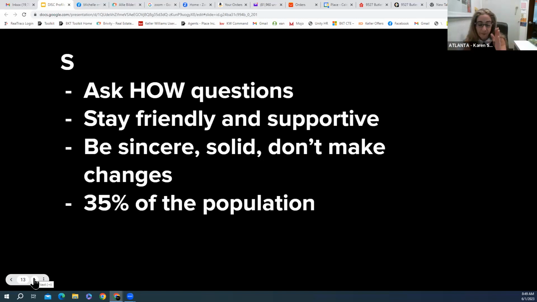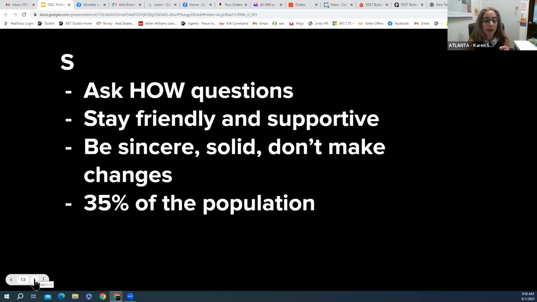Simple things like, if the appointment's at 1 o'clock, show up at 1 o'clock. If you say you're going to email them, follow through on your email. Those are tests. They're giving you little tests, making sure that you're solid. So don't make a lot of changes for them, okay?